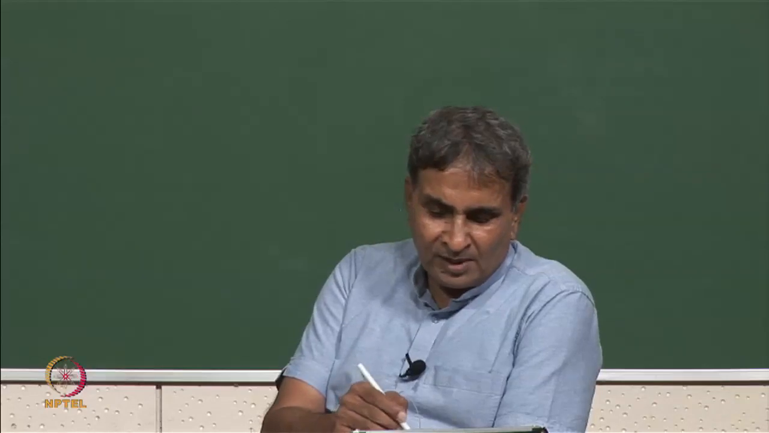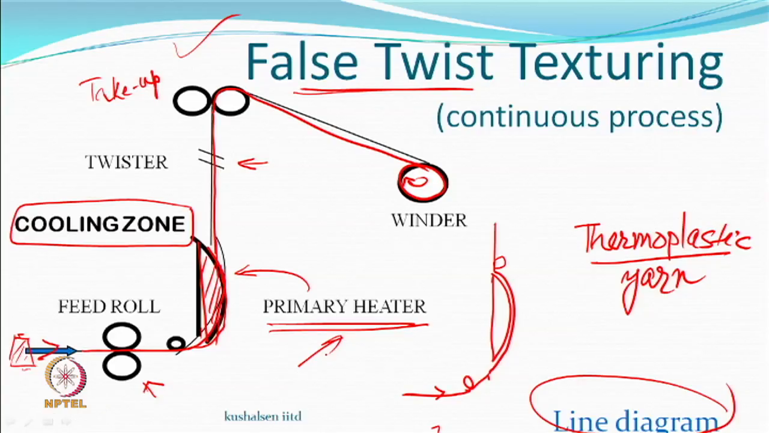So, all these things that are written here, the primary heater is important, the cooling zone is important, the twister is going to do the twisting which means the false twist, that means deformation. After the twisting it is a multi-filament yarn which is a parallel bundle, and then you can wind it up, and that is a textured yarn. Continuous process.